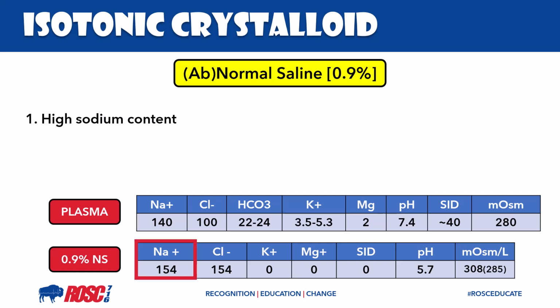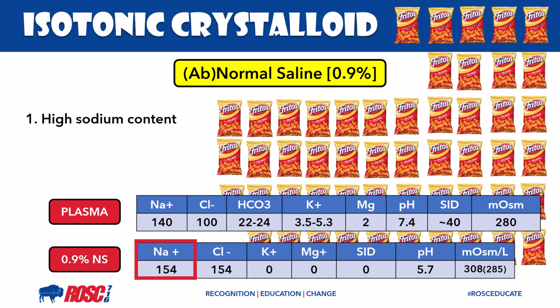So one, 0.9% saline has a high sodium content in comparison to the plasma level. So 154 milliequivalents per liter in comparison to 140 in plasma. That's a lot of sodium. In fact, that's 9,000 milligrams of sodium. That's 52 snack bag sizes of Fritos.